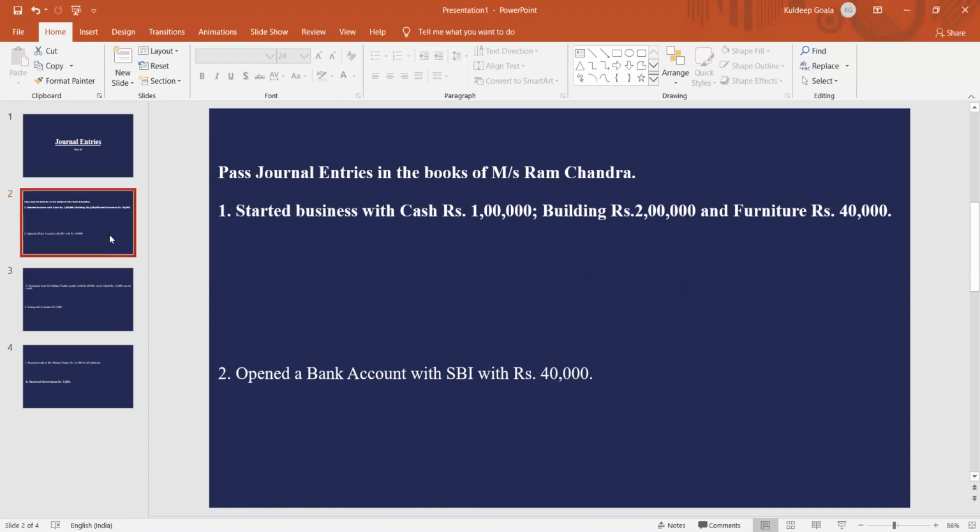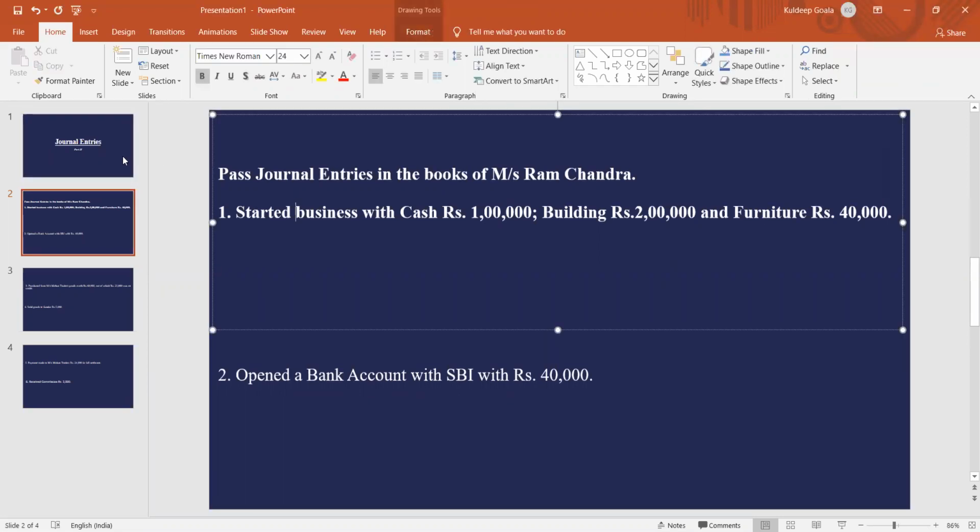So in this particular transaction, we can see what is asked here. Okay, before that, what is the heading? Pass journal entries in the books of Messrs. Ramchandra. Ramchandra is the name of an owner, and we are going to pass journal entries in his books. I'll only give the journal entries over here. You have to note it down in your journal entry format that I have already explained to you all.